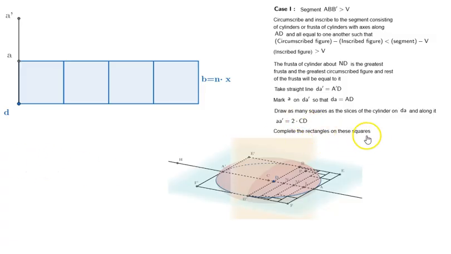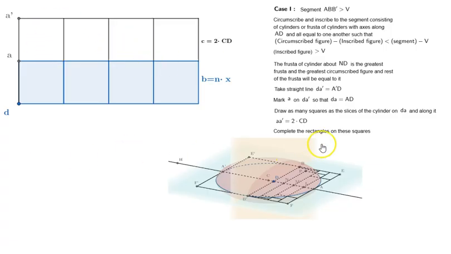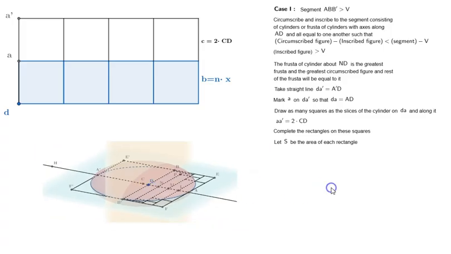Now we complete the rectangles on these squares. So let's complete these rectangles. Let S be the area of each rectangle. This each complete rectangle, let it be S. Now from the first rectangle, take away a gnomon with breadth equal to AN.